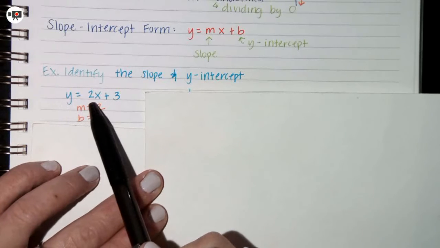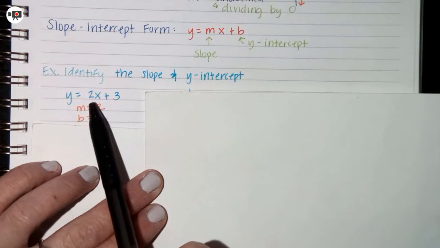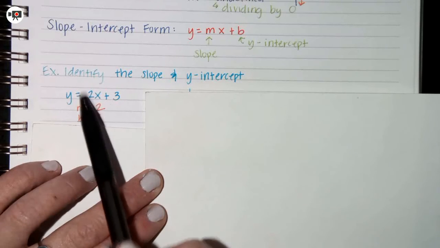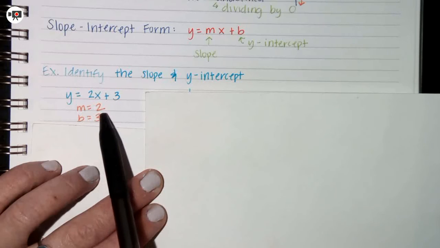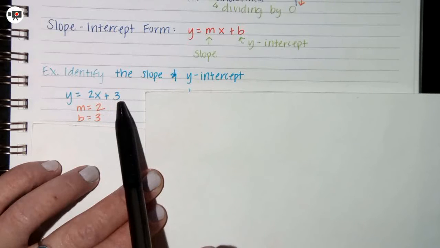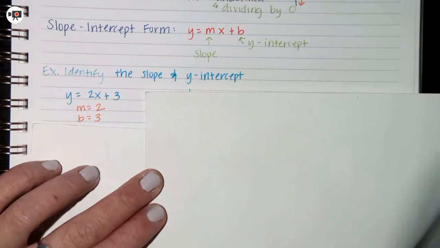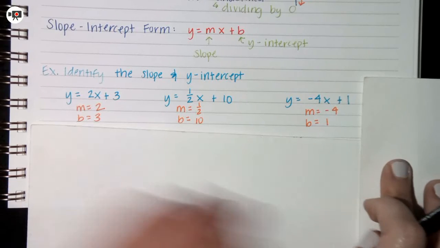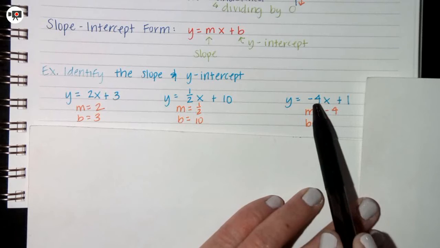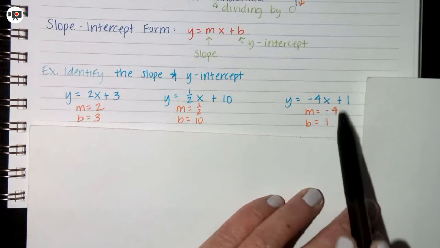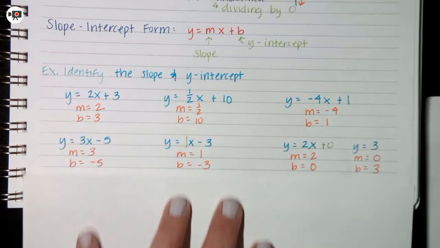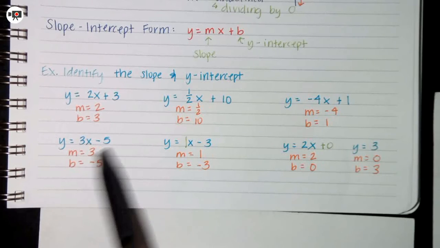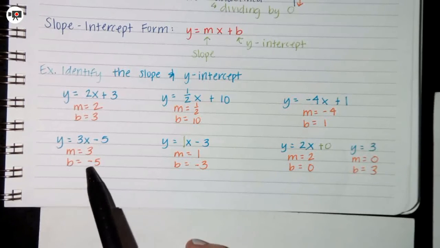So here in y equals 2x plus 3, m, so the number in the m position, which is the number in front of x, is 2. And my b is a positive 3. This one will work similarly. And here I have a negative 4 in place of m, so my slope is negative 4. I have 3x minus 5, so b, my y-intercept, is a negative 5.